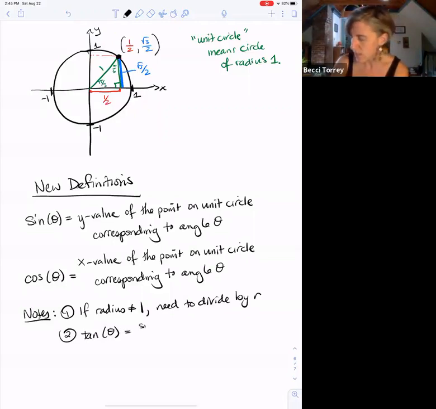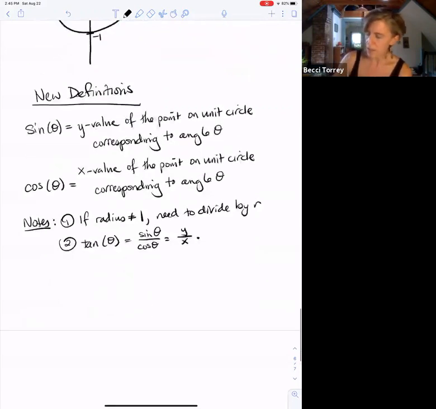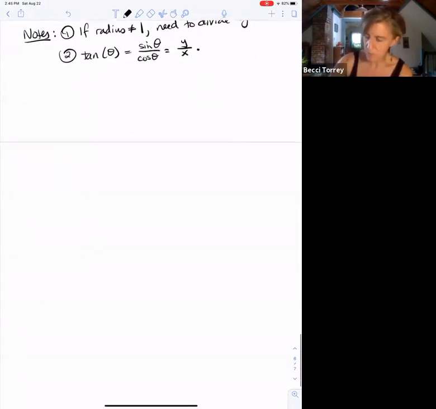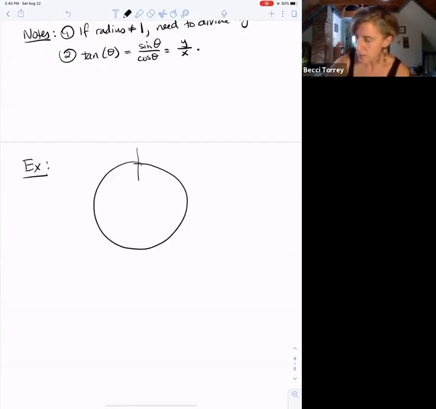So tangent of theta is always sine of theta divided by cosine of theta, and in this case, it just becomes y over x. Okay, let's look at an example. Suppose you have a circle of radius 1, and to indicate that it's radius 1, I'm going to draw in my little ones here. This is a circle of radius 1.